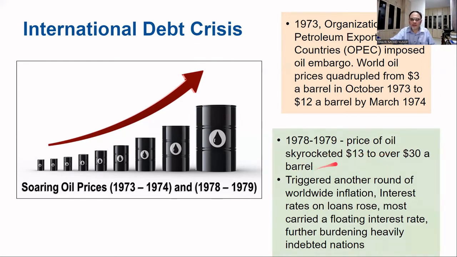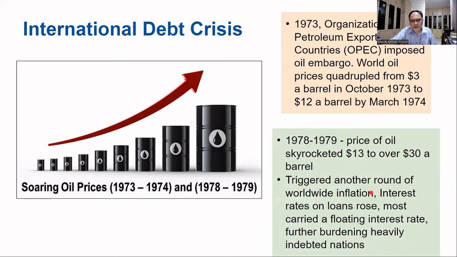In 1979, the price of oil skyrocketed from $13 to over $30 a barrel. Of course, today in the year 2000, okay, I forgot, it's $100 a barrel. Well, it triggered another round of worldwide inflation and so on. Interest rates on loans rose, most carried floating interest rates, further burdening heavily indebted countries.